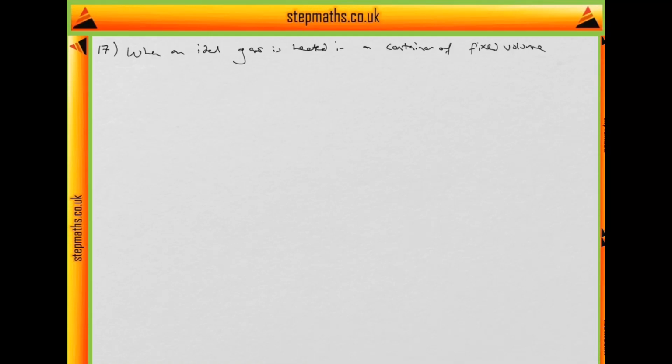So in question 17, we're asked what happens when an ideal gas is heated in a container of fixed volume. What do we know about our ideal gases? Well, we know we have one very important equation. PV is nRT. Where P is the pressure, V is the volume, n is the number of moles, R is the gas constant, and T is the temperature. So I'm going to underline what stays constant. Well, R is a constant, so that stays constant. n is the number of moles, and it's a closed container, so n's not going to change. And then our volume, V, also is constant because it's a container of fixed volume.